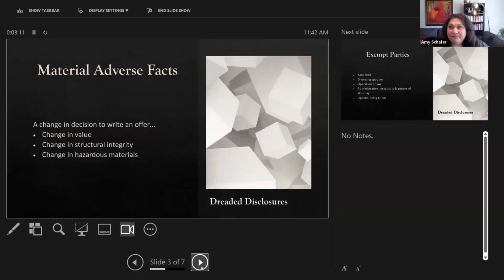Next up, material adverse facts. You maybe learned this originally as a latent defect or a material fact. In Iowa, we call them material adverse facts. The law says that any material adverse fact must be disclosed to all parties, no matter what. So what is a material adverse fact? It is something that would change a party's decision to go into contract because it would, 1, change the value, 2, it would affect the structural integrity, or 3, it would maybe cause something that is a hazardous material.